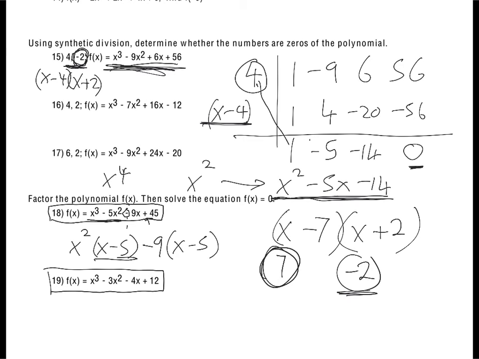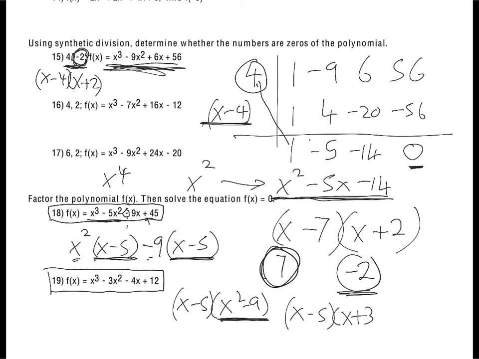But look, this only works when these two are the same, because I can factor an x minus 5 out of these two things, and that leaves me with an x squared minus 9. This is the difference of squares, so I'll keep that x minus 5, and it will factor to x plus 3, x minus 3. So remember, factor by grouping, then difference of squares, and there would be your final answer.